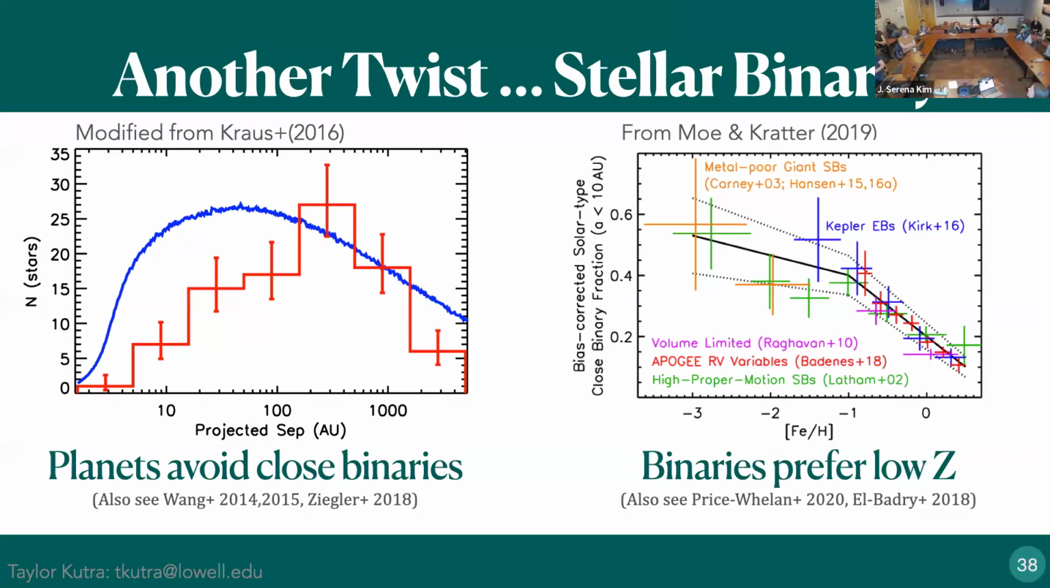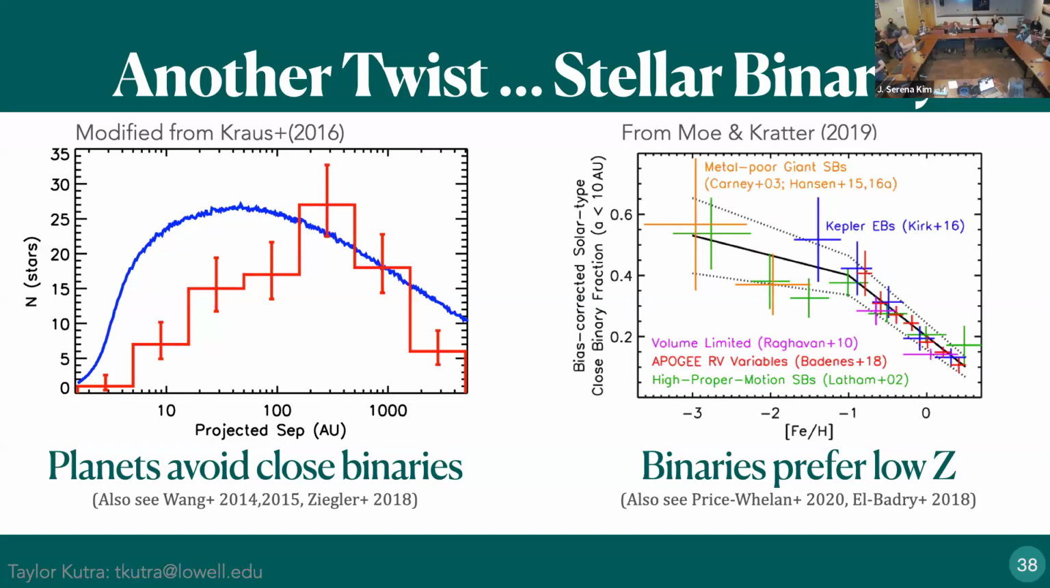So we know that planets tend to avoid close binaries. What you're seeing on the left here is a comparison of the number of stars that have close-ish binaries, less than 100, or a couple thousand AU. And then the overplotted red histogram is the occurrence rate of binary systems with planets. And you can see that there's a marked difference between the blue curve and the red curve at small orbital separations. And so that, and a bunch of other things, lead us to believe that planets avoid these close binary systems.